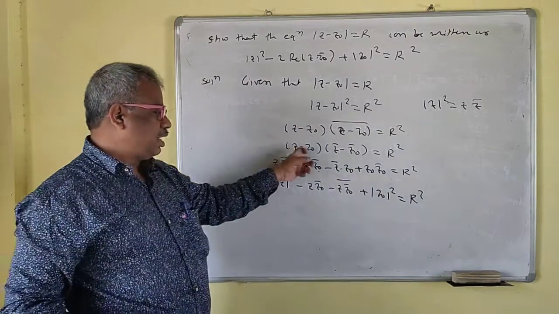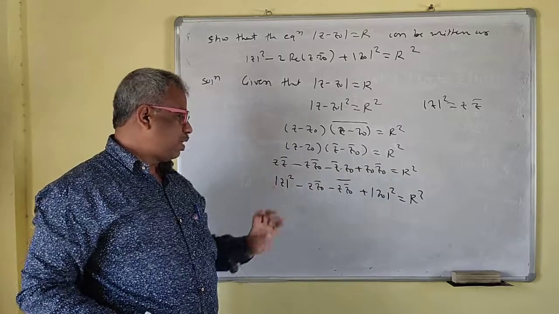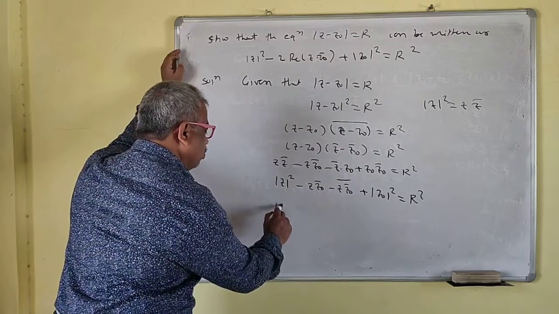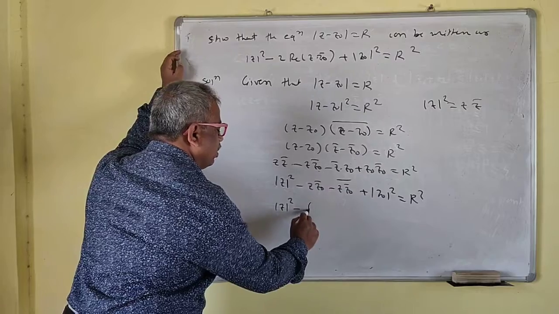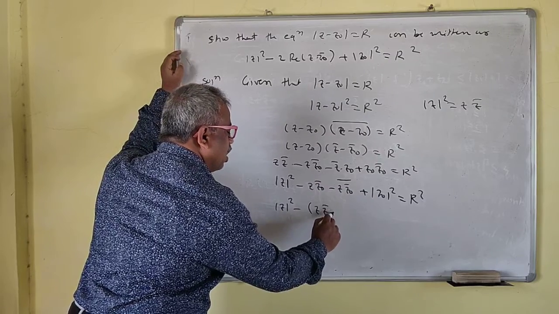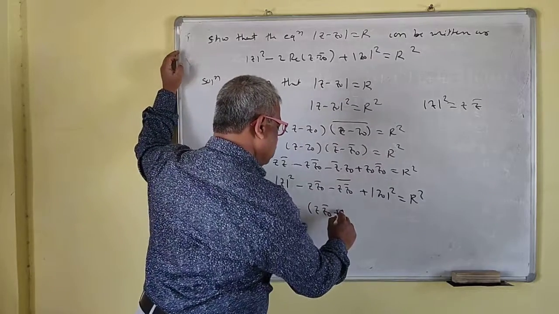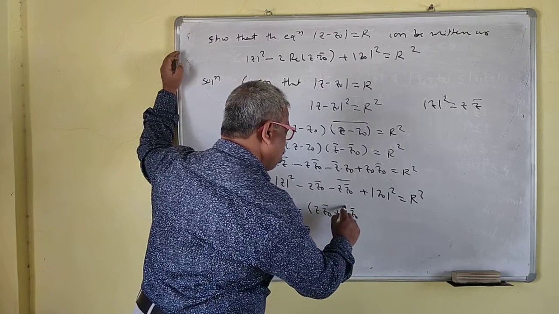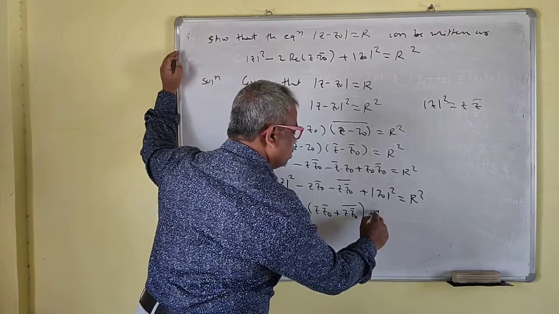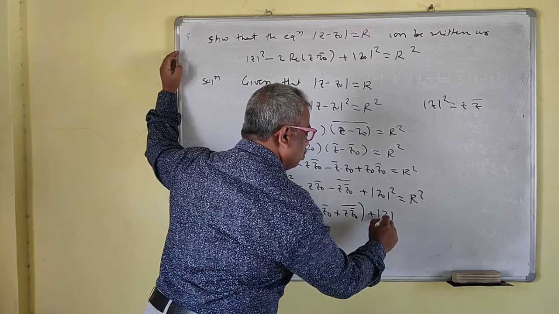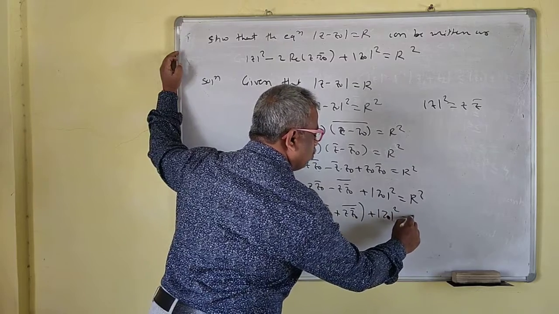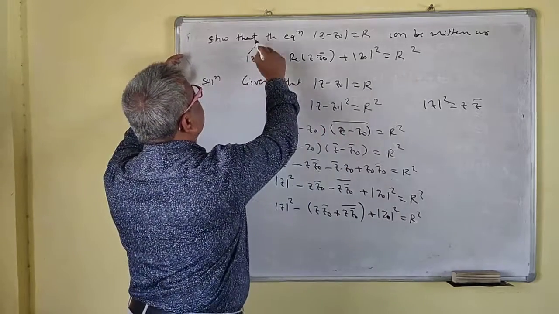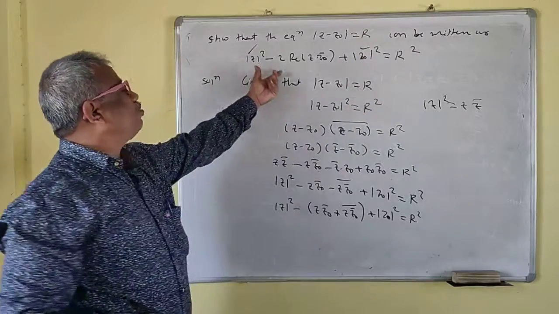There should be two minus signs, z into z naught bar is minus, and this is also minus. I will take the minus common, so mod z square minus the bracket of z naught bar z plus z naught z bar, plus mod z naught square is equal to r square. We get this term and this term, only we have to arrange this one.